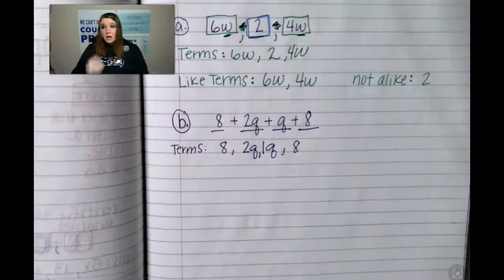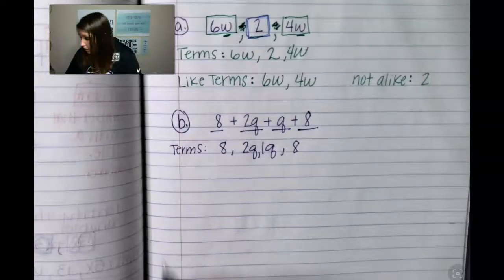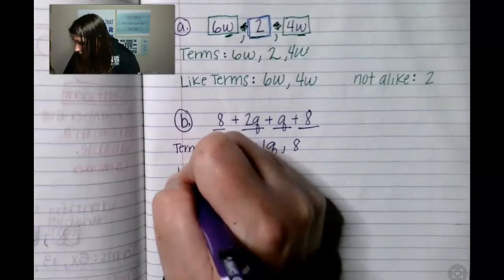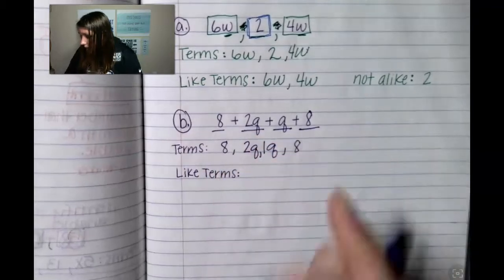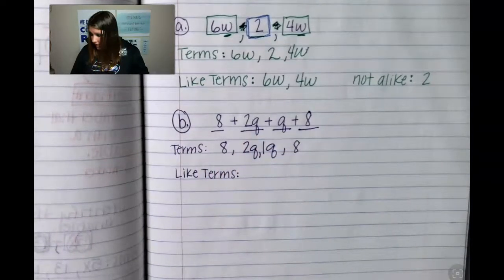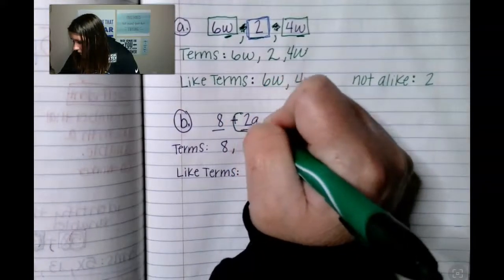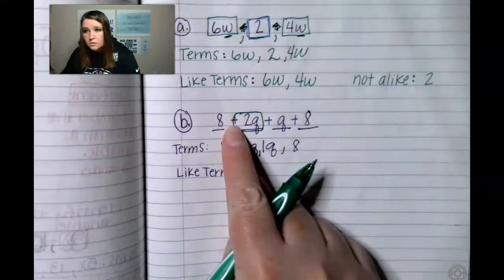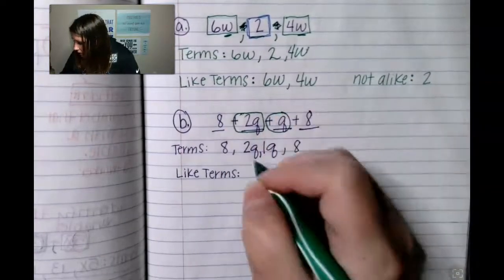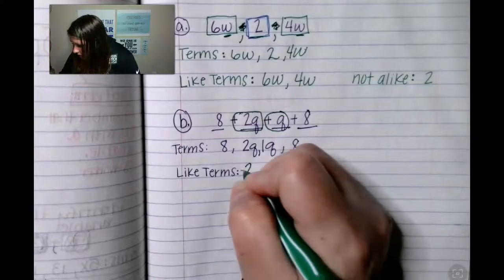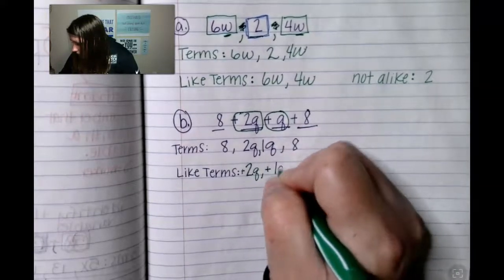Now let's talk about the like terms. We're going to talk about the ones that are the same, the ones that are alike. Here we have Q's. I see lots of Q's. I see a Q here. We want to circle that operation with it. And I see a Q here. So we're going to have a positive 2Q and a positive 1Q.